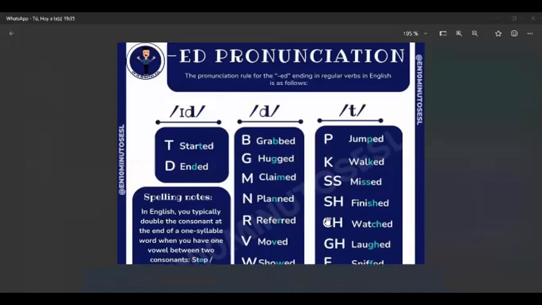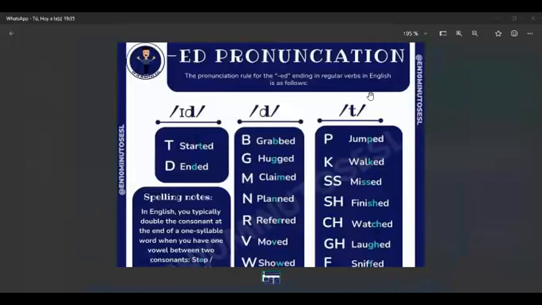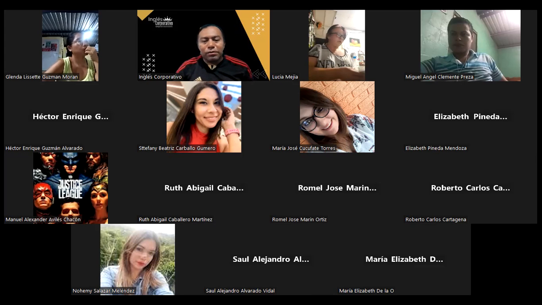Do you have any question? Hay más que terminen con el sonido de D, ¿sí?, que las que terminan en sonido de T. Sí, yes. Y lógicamente las de ID solo son T y D. Exacto. Pero esto solamente es para la pronunciación de la ED para los verbos regulares. Solo para los verbos regulares. Sí, solamente es para la pronunciación de los regular verbs, for the regular verbs.